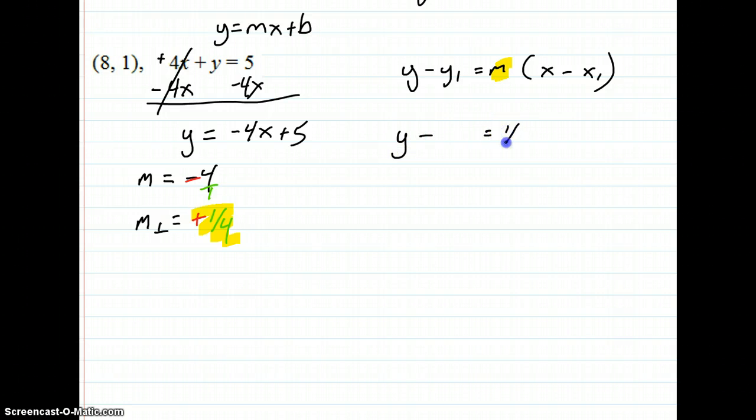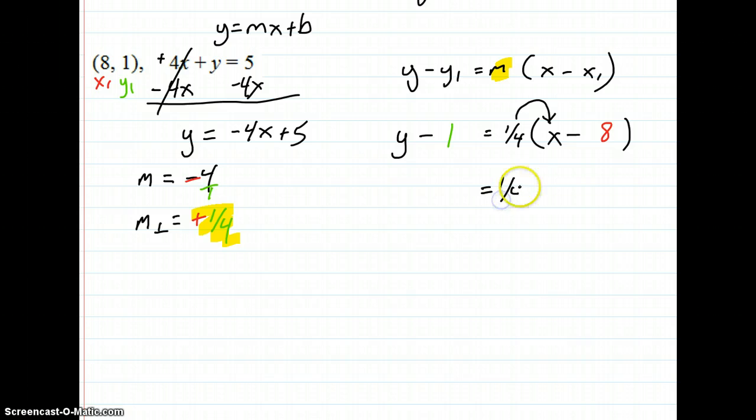So I already know that that's 1/4. And so now I just need to plug in my x1 and y1 values. So we'll call this x1. We'll call this one y1. And since these are both positive, I don't have to worry about changing any of the signs. So now all I got to do is distribute the 1/4. So don't worry about the fraction. The fraction is going to work out nice.